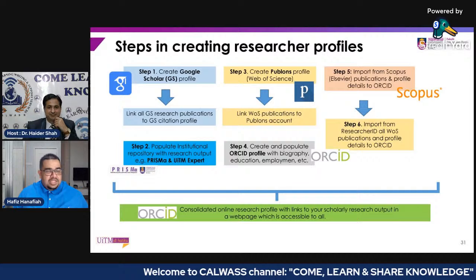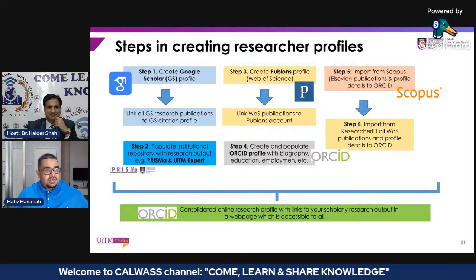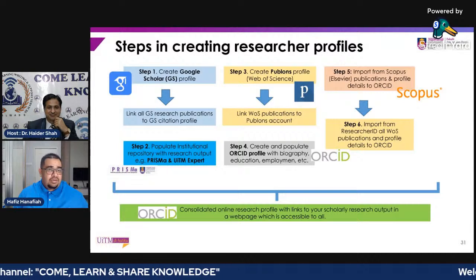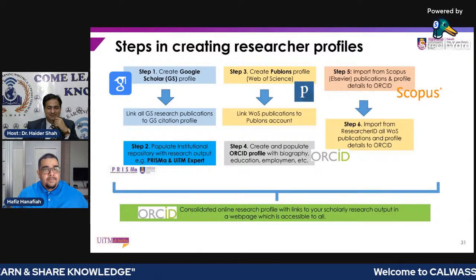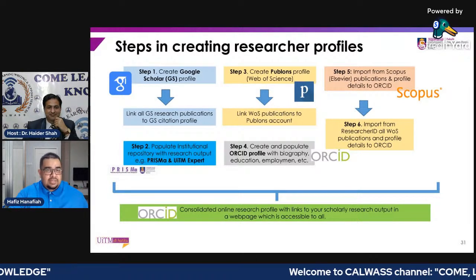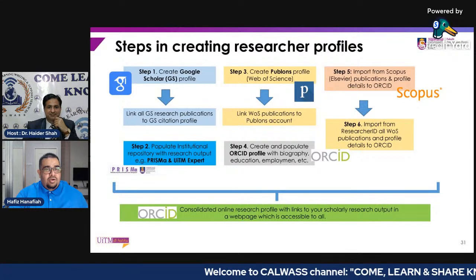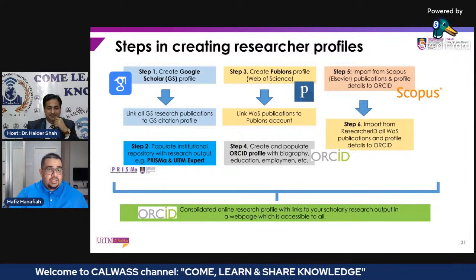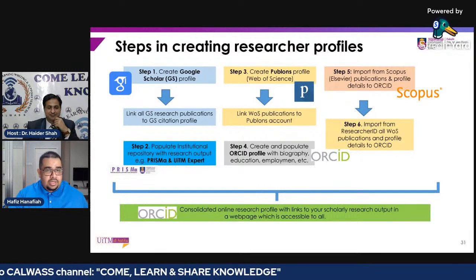Do not call me and ask me why you are not allowed to create a Google Scholar profile if you did not have any Gmail account. You need to have your own Gmail account. And from there, you can search for your research publications that are in Google Scholar, and they will be indexed accordingly.